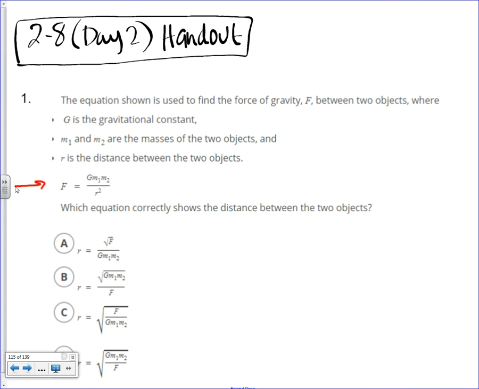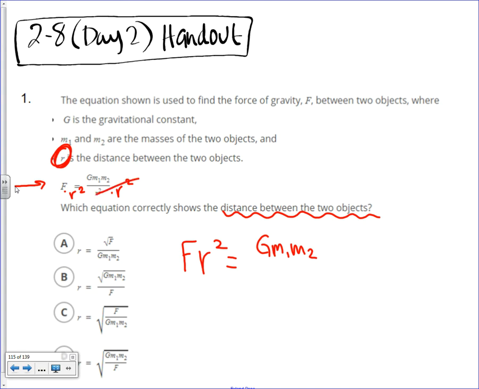Which equation correctly shows the distance between the 2 objects? Well, what is the distance between the 2 objects? That is R. So this problem is telling me I have to isolate the r. And if you look at all of those answers, you see that the r is isolated. So if I'm going to do that, first thing I got to do is get the r out of the denominator. It's being divided, so I'm going to multiply. So now I have F r squared is equal to G M1 M2.